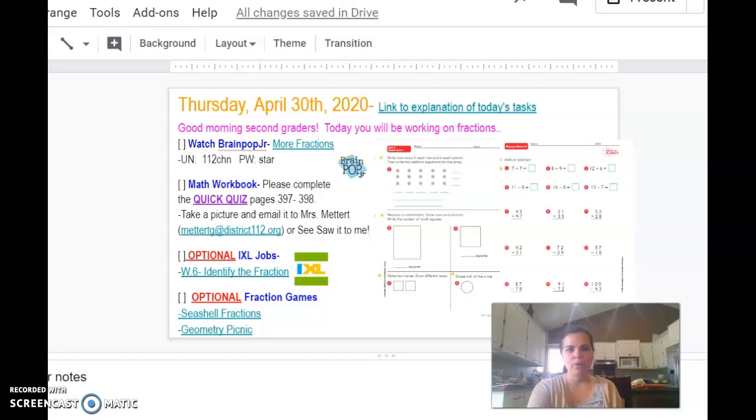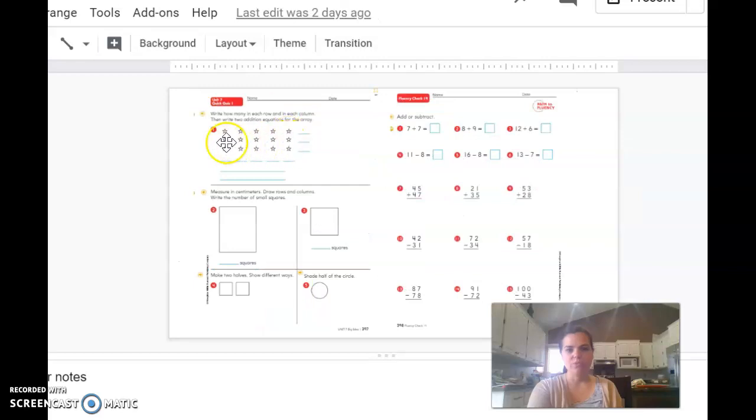And for your quick quiz, the first one, you're going to count how many stars are in this row, put the answer here, and keep going with the rows, and then the columns. Then you need to write two addition problems that go with the array. So one would be 4 plus 4 plus 4. What is the other addition equation? You need to write both of them.